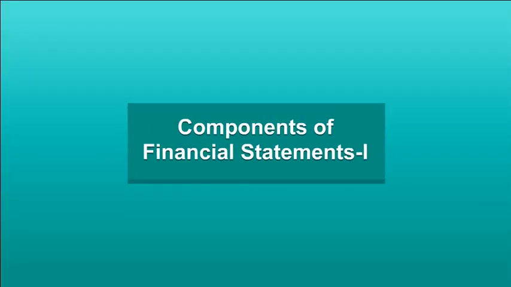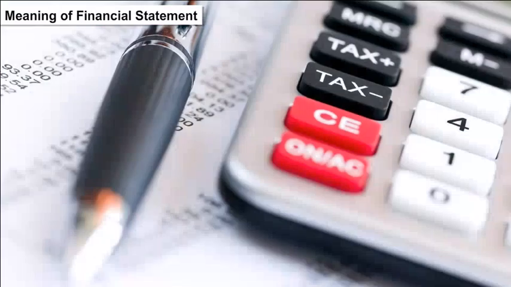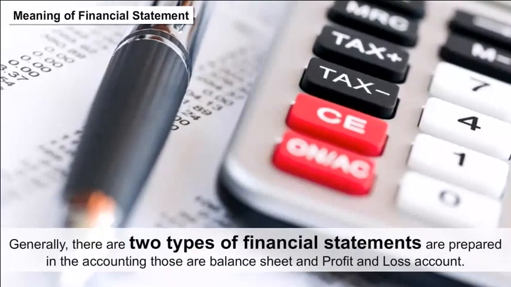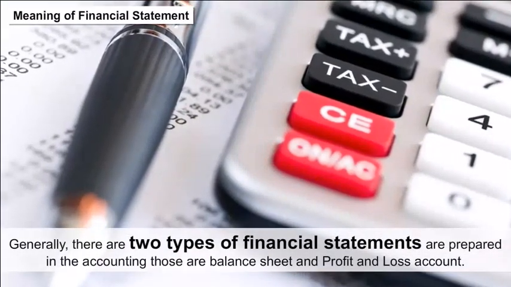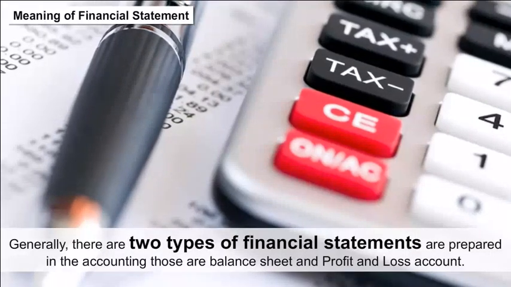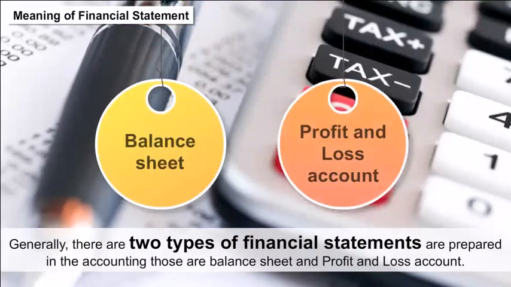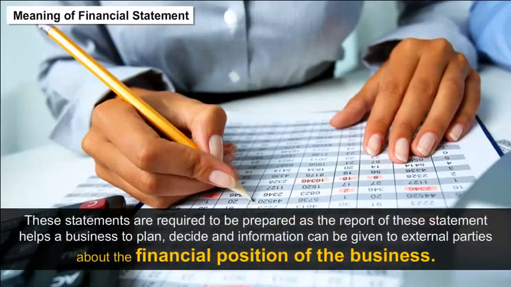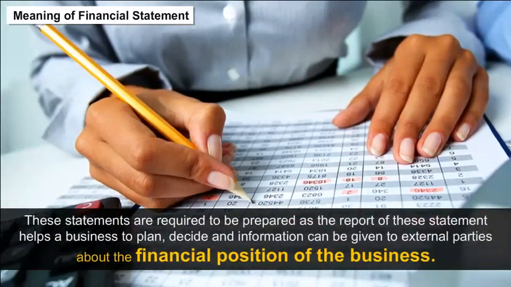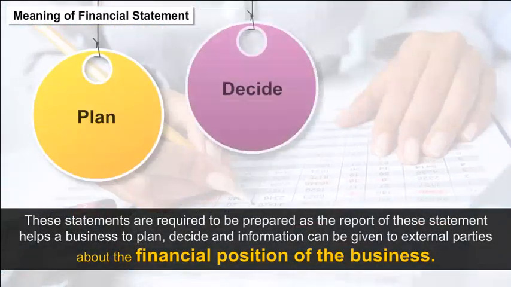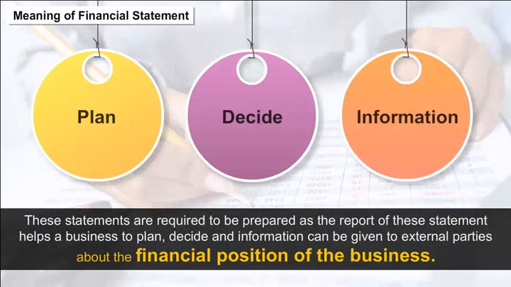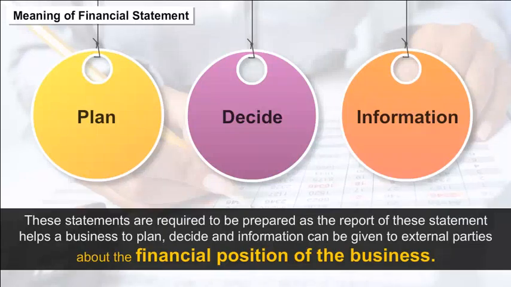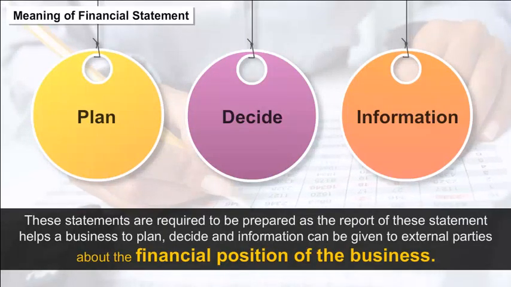Components of financial statements. Generally, there are two types of financial statements that are prepared in accounting. Those are balance sheet and profit and loss account. These statements are required to be prepared as the report of these statements helps a business to plan, decide, and information can be given to external parties about the financial position of the business.